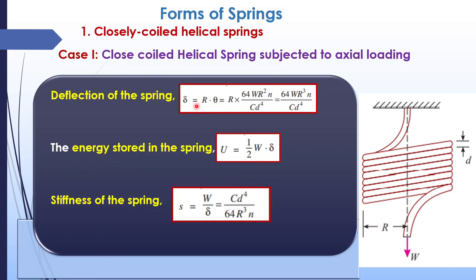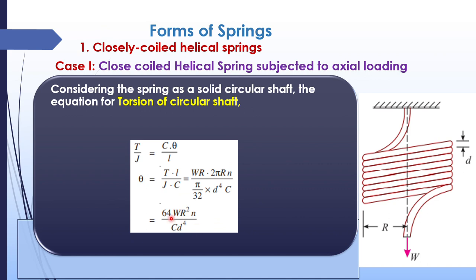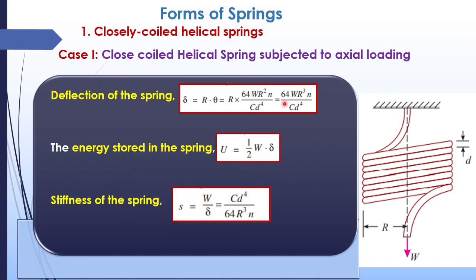Now, because of this angular twist, a deflection occurs to the spring, right? Deflection from the original position occurs. That deflection is nothing but R into theta, R into the angle of twist. So R into the value of theta we have already seen here will give you 64 W R cube divided by C d raised to 4.